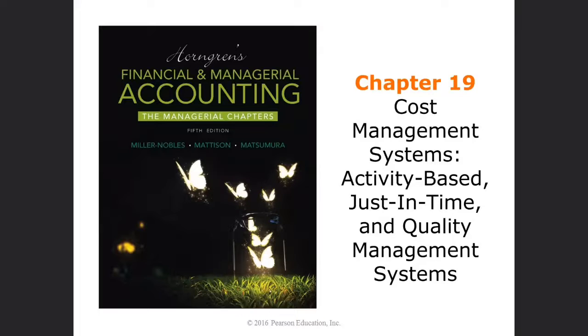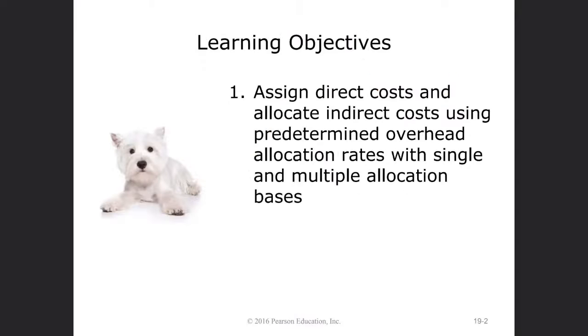Chapter 19, Cost Management Systems. We have activity-based, just-in-time, and quality management systems. So for the first learning objective, we're going to assign direct cost and allocate indirect cost using predetermined overhead allocation rates with single and multiple allocation bases.